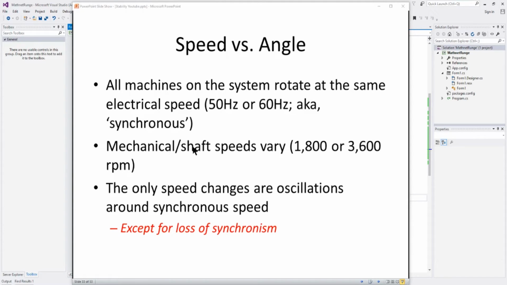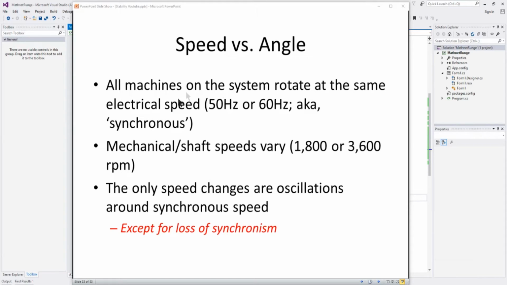Now, the mechanical or shaft speeds can vary depending on the construction of the generator. They can be, for example, 1800 RPM or 3600 RPM. But even with those different mechanical or shaft speeds, the generators are designed to give a 50 or 60 hertz electrical speed.